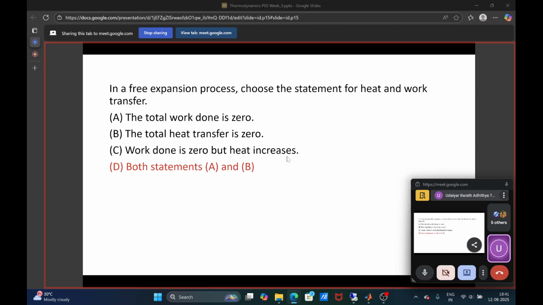So the answer is option D. Sorry, both work and heat transfer will be 0. Because it's an unrestricted expansion, there is no work being done, because as I told in the previous class, there is no restriction for this, so it's not doing any work, and because of that there is also no heat transfer.